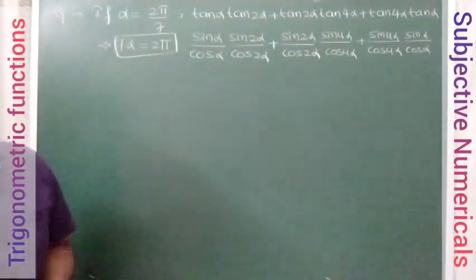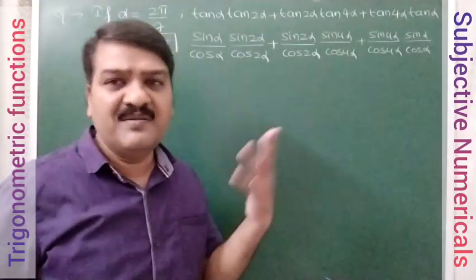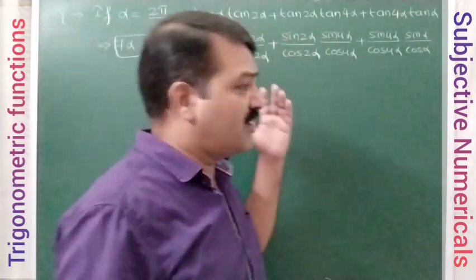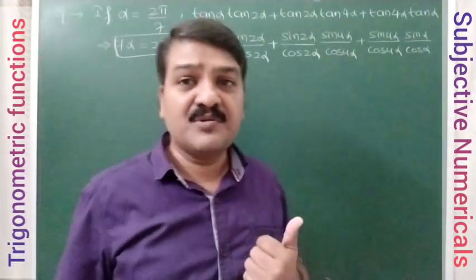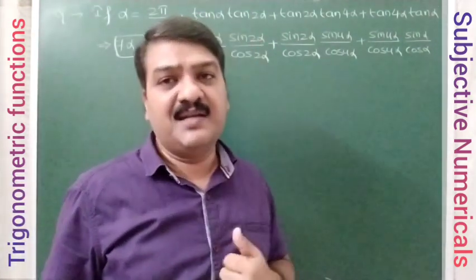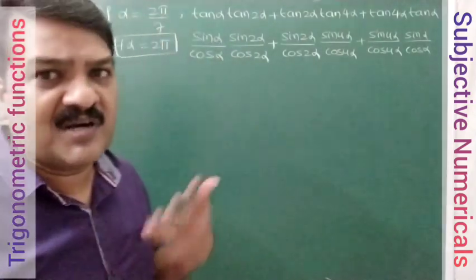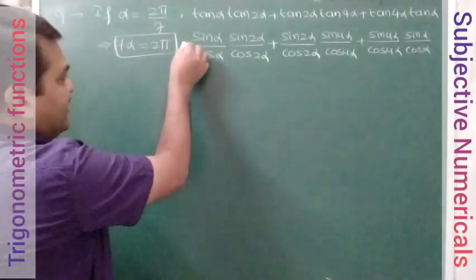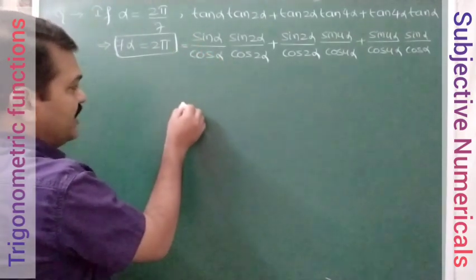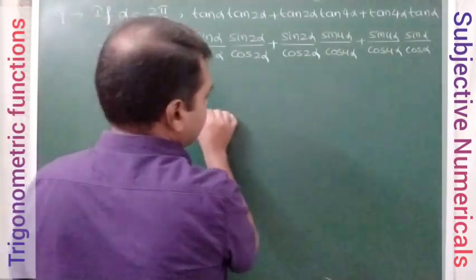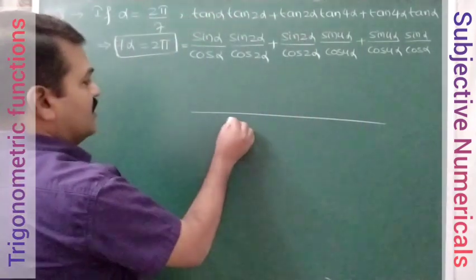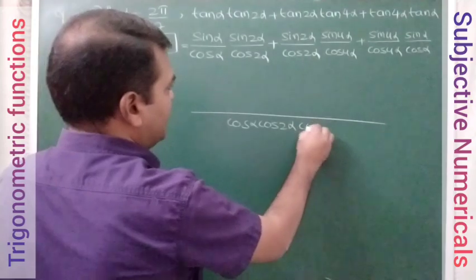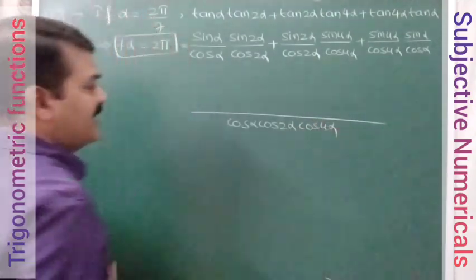So this is a problem actually which involves multiple formulas. Different formulas corresponding to compound angles we have to use, corresponding to multiple and submultiple angles. So multiple formula applications are there in this problem. So try to take the LCM now. If you take the LCM here, cos alpha, cos 2 alpha, cos 4 alpha will be the LCM.